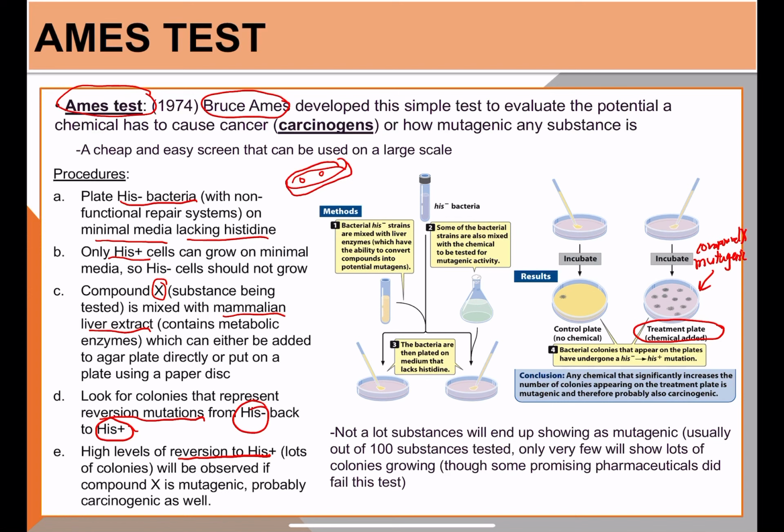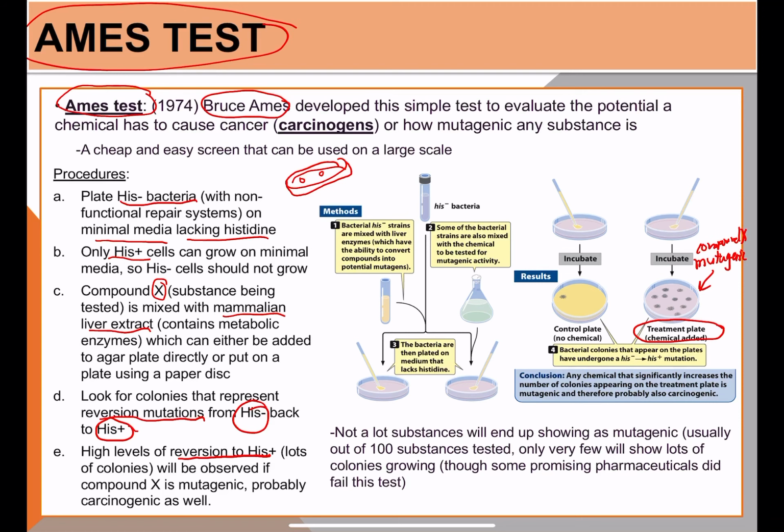Now, not a lot of substances will end up showing as mutagenic. Usually out of 100 substances tested, only very few would show lots of colonies growing. But there were in history some promising pharmaceuticals, where the promising drug did fail the Ames test, because if this medication is supposed to cure people from particular diseases, it would be bad if the secondary symptoms or secondary effects cause cancer in the patient. So it is critical that new drugs always use this Ames test to make sure that their particular chemical won't be mutagenic.